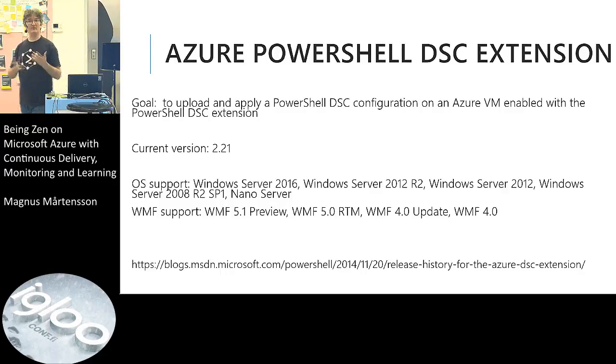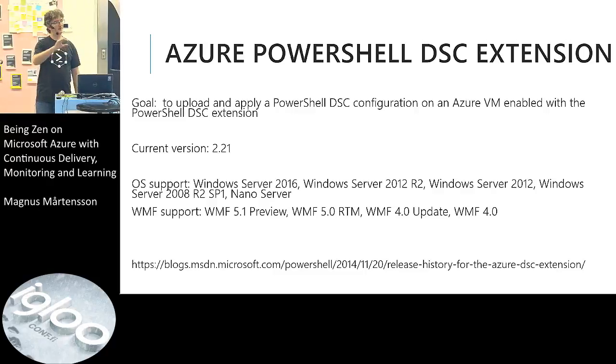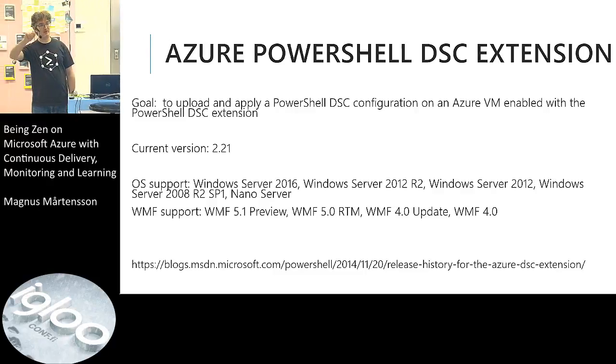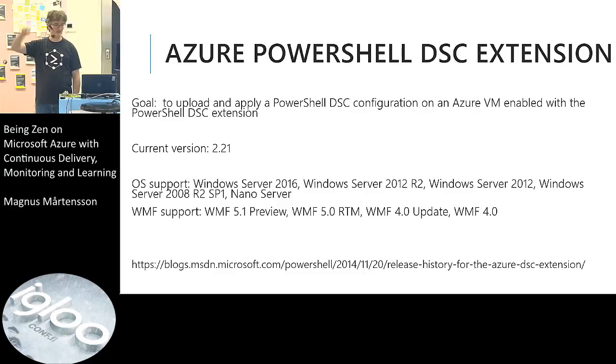The goal with the DSC extension is to upload and apply a PowerShell DSC configuration to an Azure VM that is enabled with a VM agent and the PowerShell DSC extension. Here it is very important to always work with the latest version. So the latest is 2.21. It was released in December. The main change is support for Nano Server.